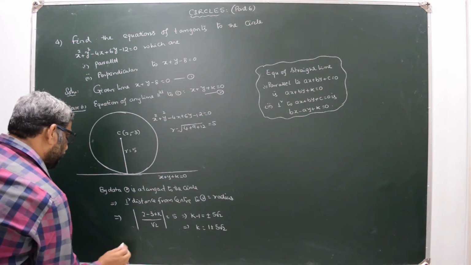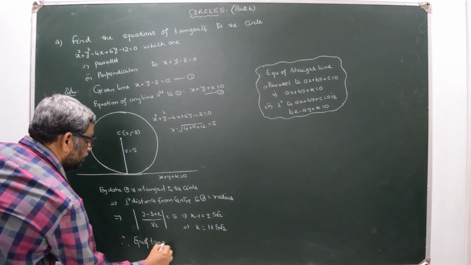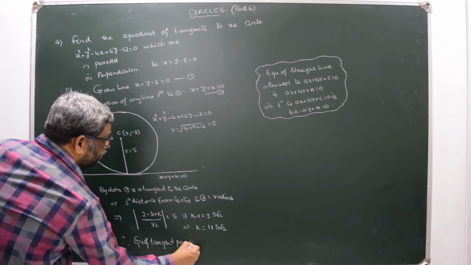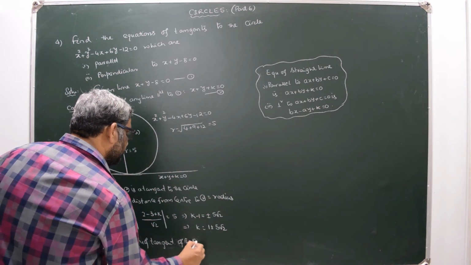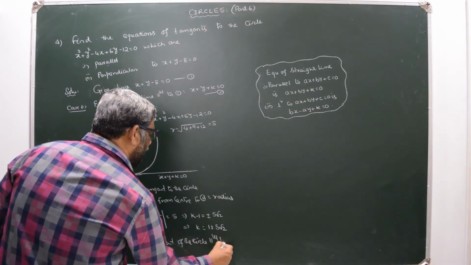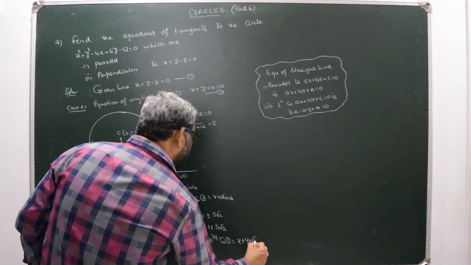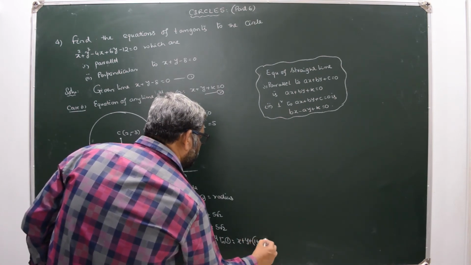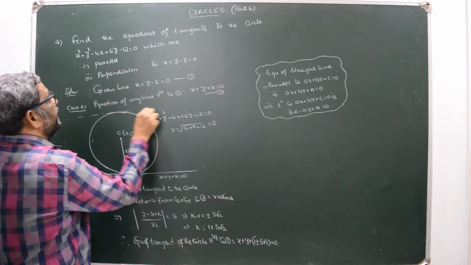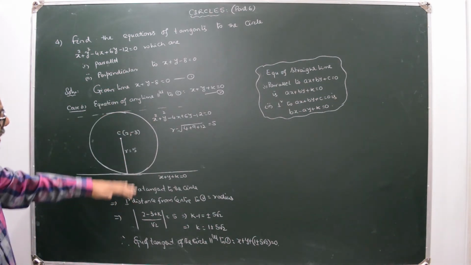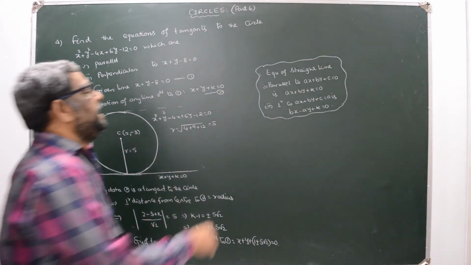Therefore, the equation of the tangent of the circle parallel to the line is x plus y plus 1 plus or minus 5 root 2 is equal to 0. Because I have taken one line, there is a possibility for a second line also like this. So these two lines are parallel, and it is not given that the line is in one particular place, that may be somewhere else. Now I will take case 2.